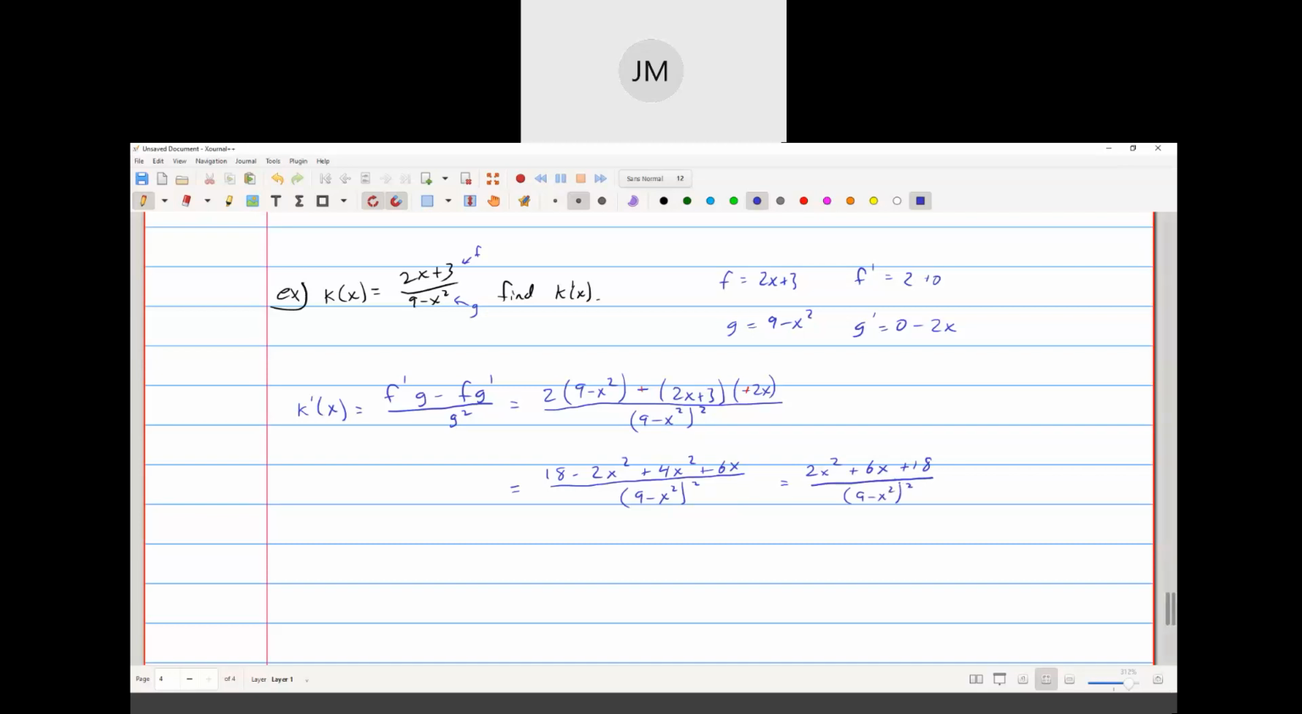Okay, so that's the quotient rule in action. And that's one way to break things up. What's going to be really important going forward is having a system for breaking up your rule into pieces.